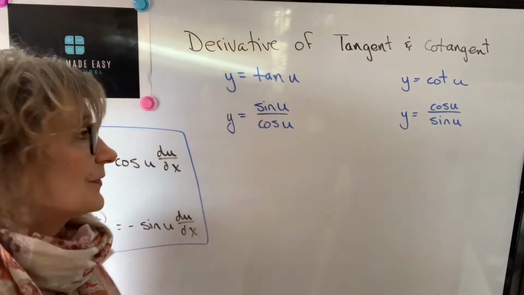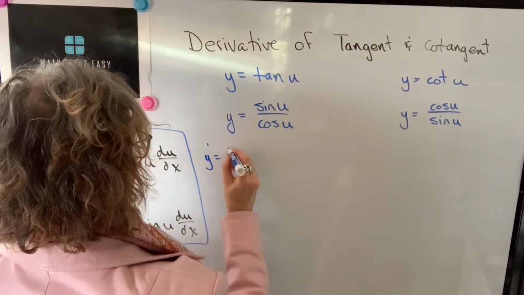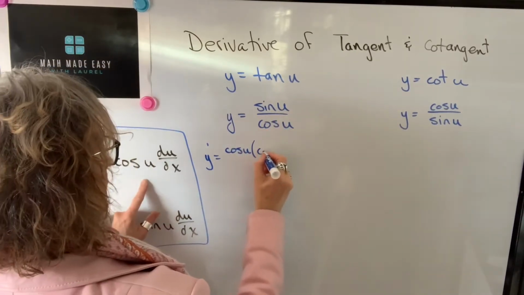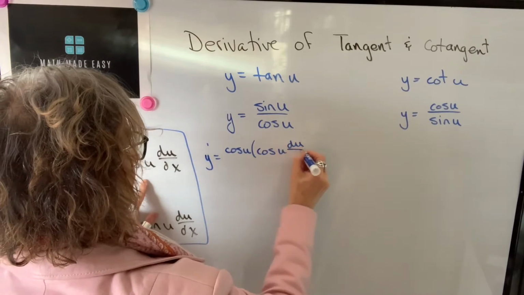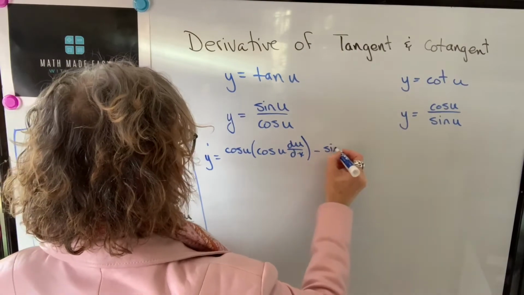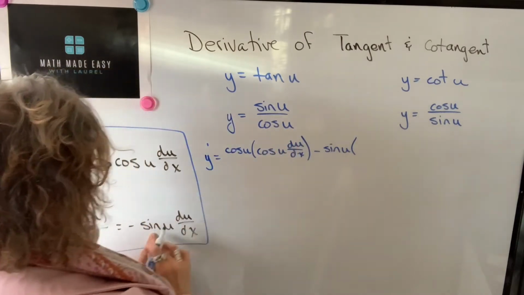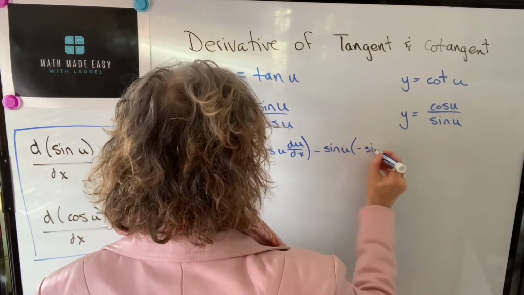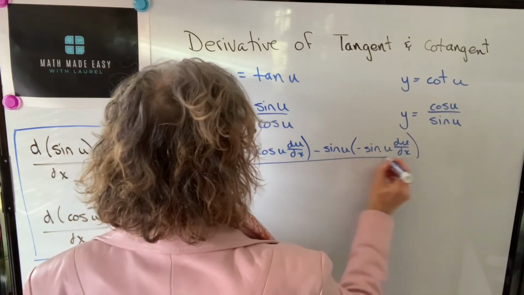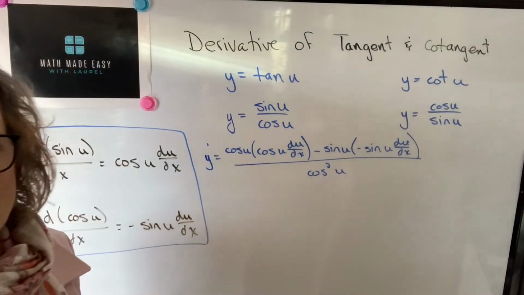differentiate this now. So this derivative would be equal to the denominator, I'm using the quotient rule, so the denominator times the derivative of the numerator. The derivative of the numerator is cos of u du dx minus the numerator times the derivative of the denominator, which is derivative of cos of u is negative sine of u du dx, over the denominator squared. I'm just simply plugging into my quotient rule.